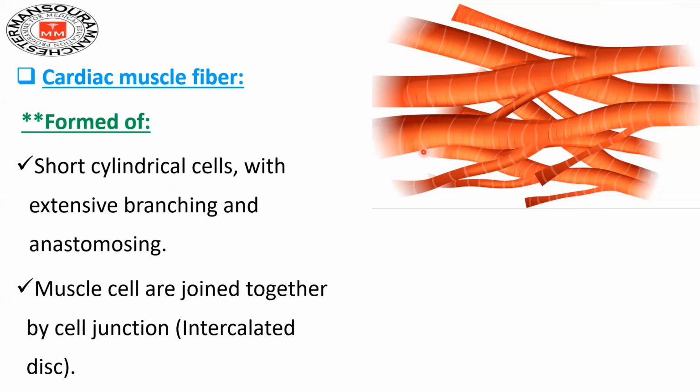These muscle fibers are also joined together by cell junctions, a type of communication that adheres the cells together, which we call intercalated discs. So this type of fiber is characterized by being joined together. They are adherent to each other by a type of cell junction called intercalated discs.